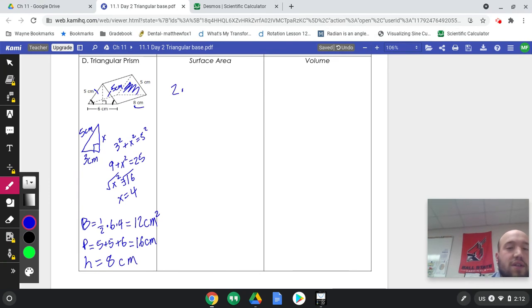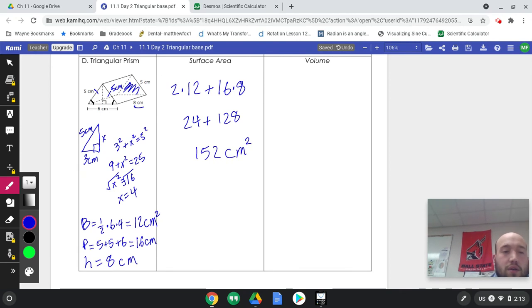So now, 2 times the area of the base, which is 12, plus the perimeter times the height. So that's 24 plus 128. We'll add those up, and we will get 152 centimeters squared. Meanwhile, the volume would be whatever the area of the base is, so 12 times the height, 8. 8 times 12 does give us 96 centimeters cubed.